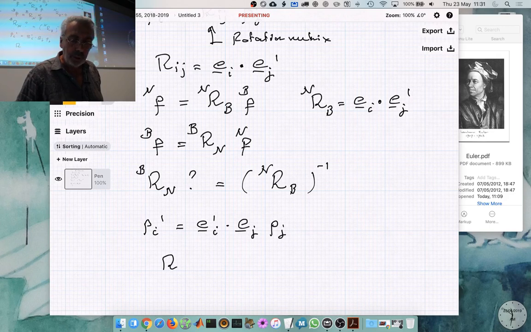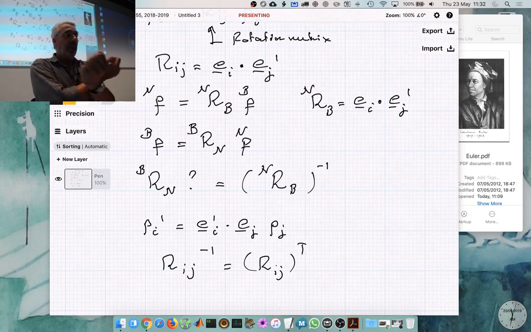apparently this rotation matrix R_ij, if I want to take the inverse, is apparently equal to the transpose of the matrix, because the only thing which happened was that I changed the i and the j. I interchanged those two.